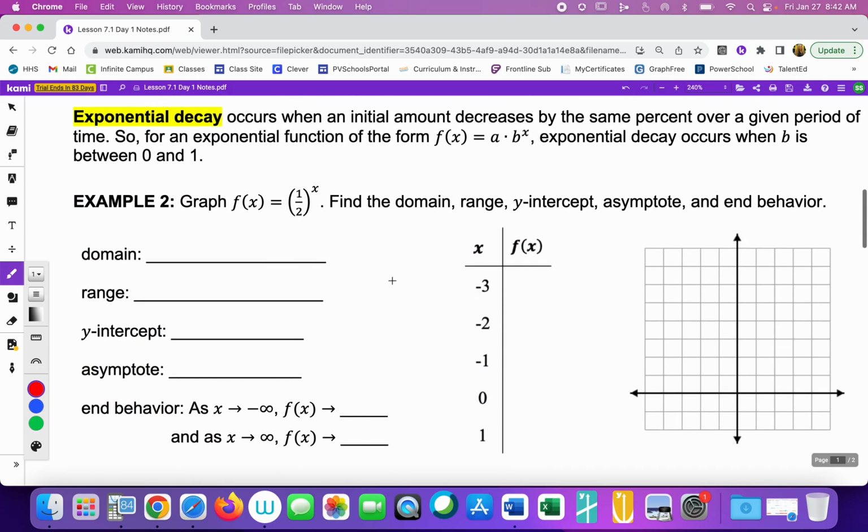Now decay would be, the graph would start high and go low. So it's just going to look like it's flipped around. A real life example of that is you buy a brand new car, drive it off the lot, it's dropping in value, and then it slowly flattens out. So a car depreciating.